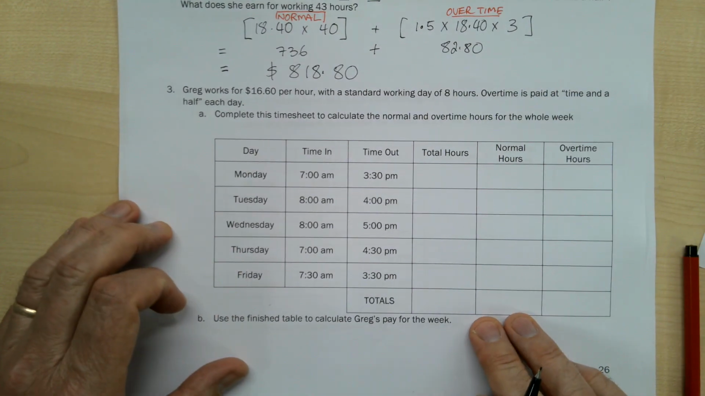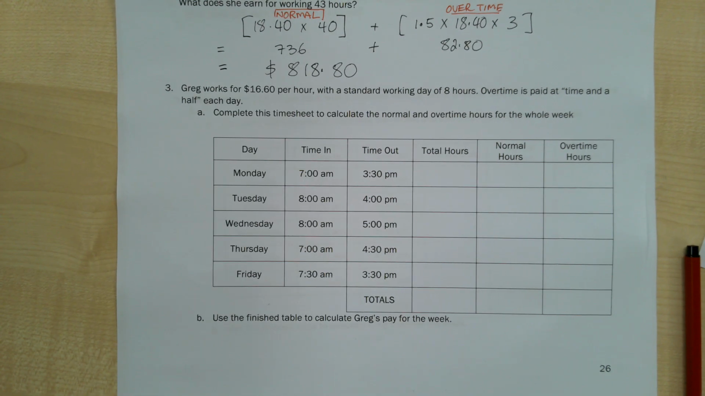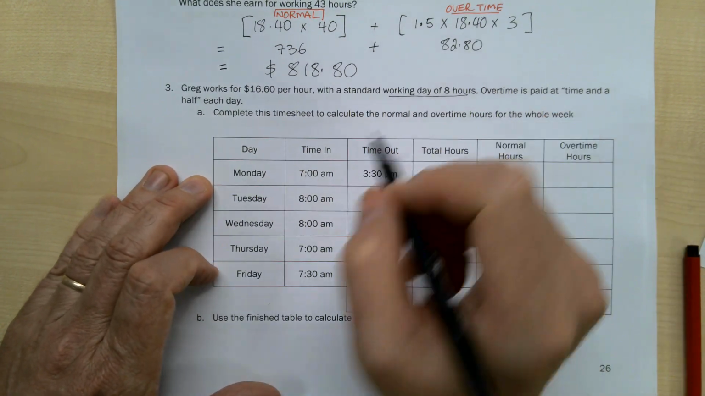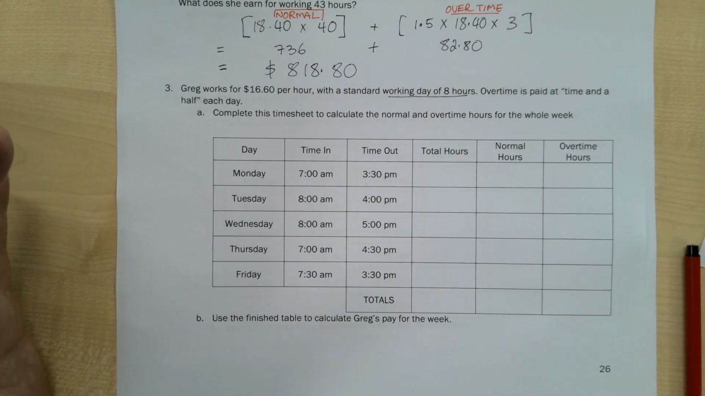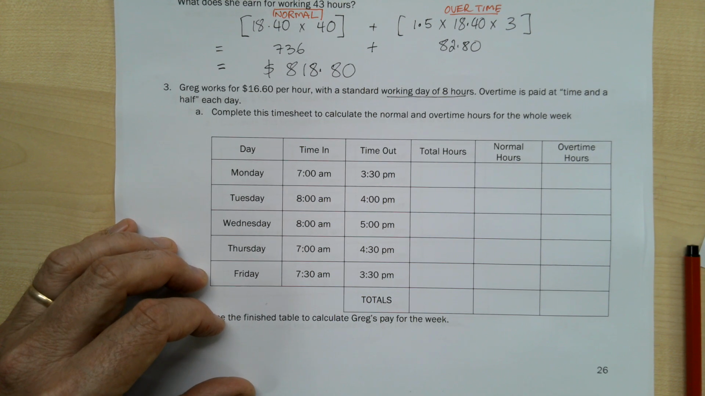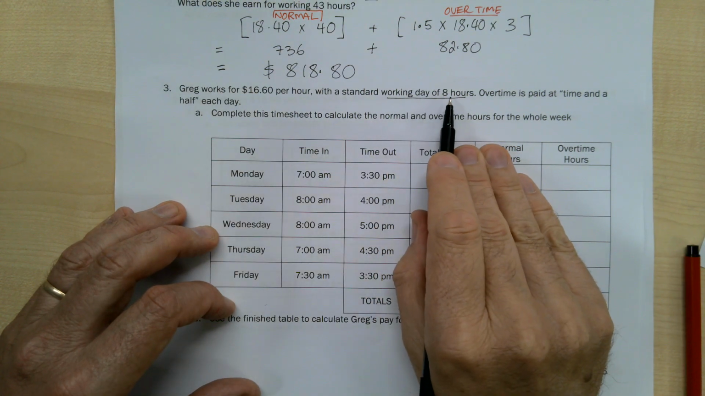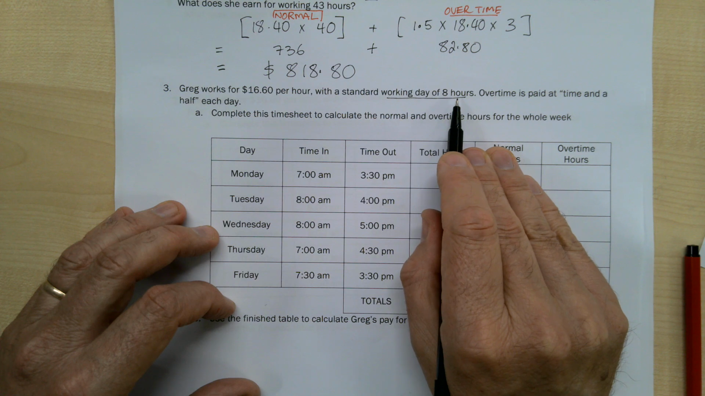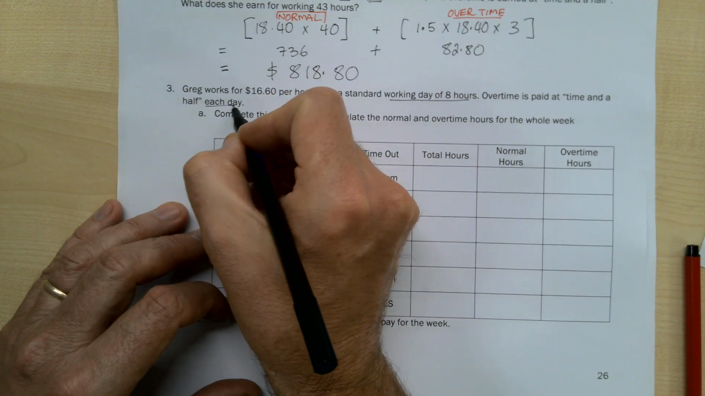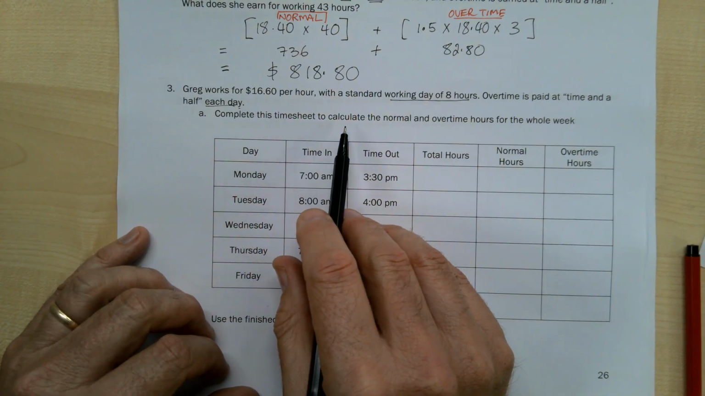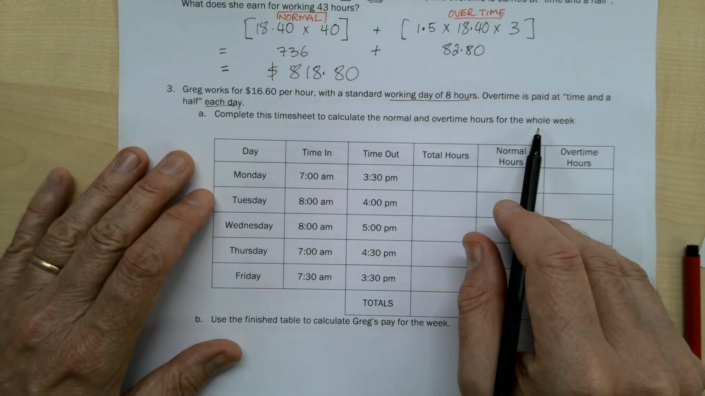So what about if you've got a timesheet? Greg earns $16.60 per hour with a standard working day of 8 hours. Now, this is a different situation. Rather than looking at it on a week, this particular workplace looks at it from the point of view of a day. Anything up to 8 hours in one day is not considered overtime. Overtime is paid at time and a half each day. Some places work like that. Complete this timesheet to calculate the normal and overtime hours in the whole week.